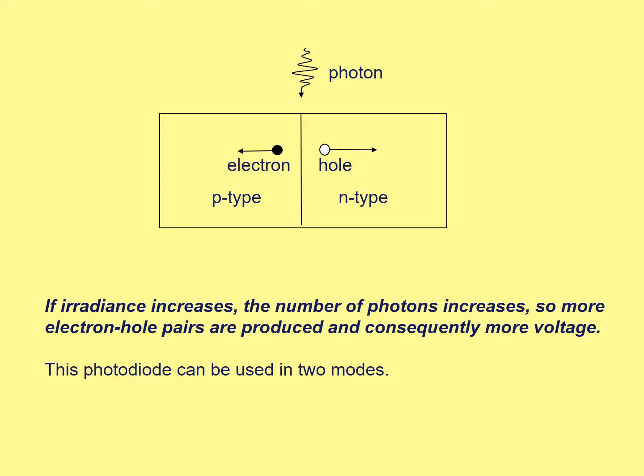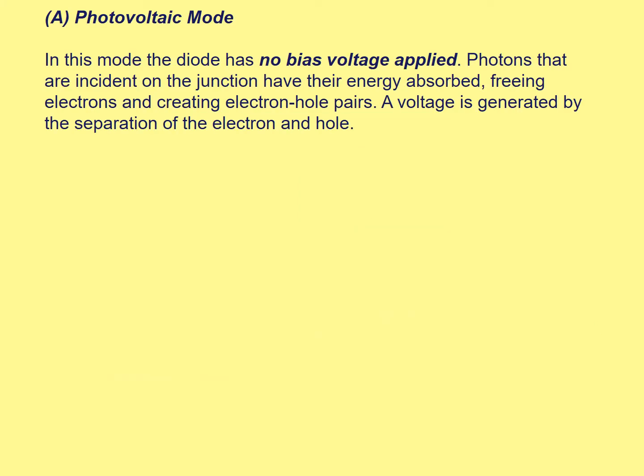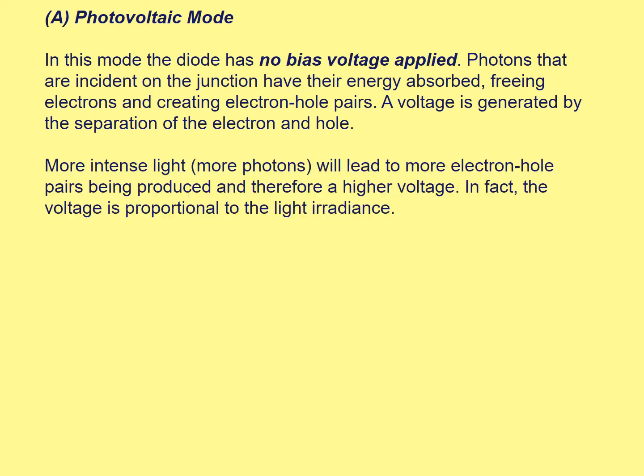Because the photodiode produces these electron-hole pairs, it can be used in two different modes. First of all, the photovoltaic mode. In this mode, there's no bias voltage involved. There's no potential being provided. The photons are incident on the junction. They have their energy absorbed, freeing electrons and creating electron-hole pairs. As this is done, a voltage is generated by the separation of the electron and hole.